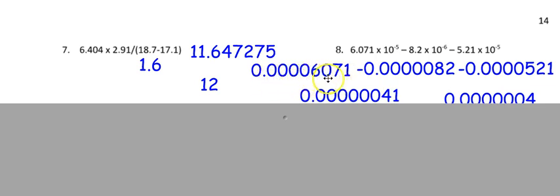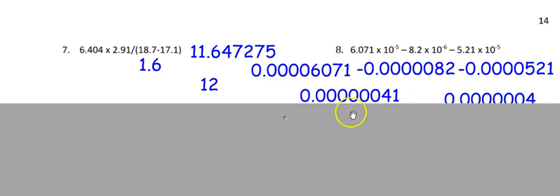Here's 4, 5, 6, 7, 8. So the 1's in the 8th spot. 1, 2, 3, 4, 5, 6, 7. The 2's in the 7th spot. 1, 2, 3, 4, 5, 6, 7. The 1's in the 7th spot. So 7 is going to be my key number. So when I subtract all this out, I get this number, and the 4 is in the 7th spot.